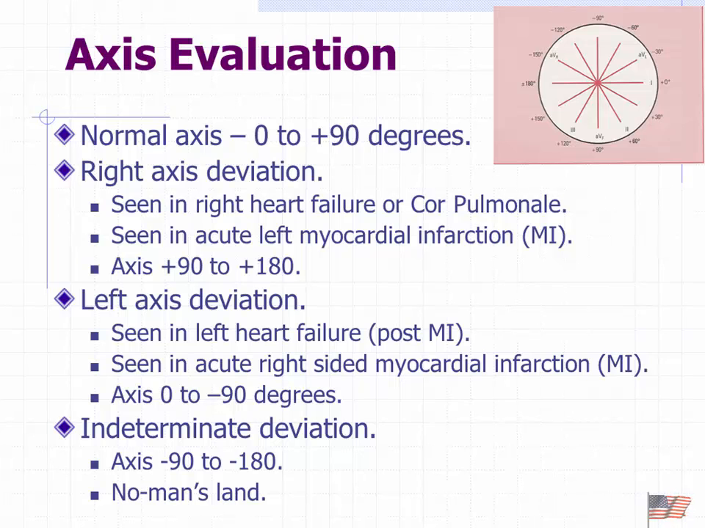So we're going to divide that pie into 4 portions. The first one we talked about, normal axis deviation, goes from 0 to a plus 90. So that bottom right wedge is considered normal axis deviation.